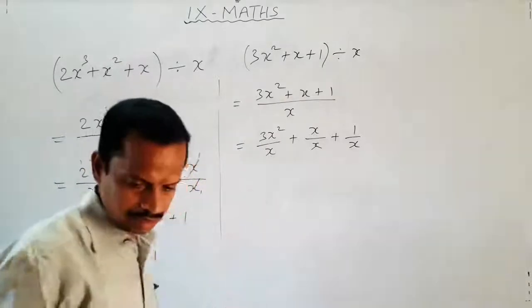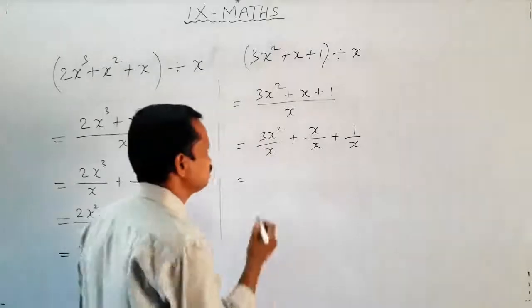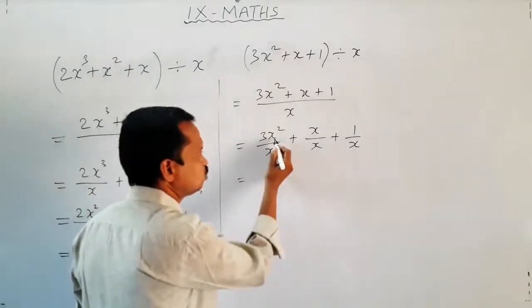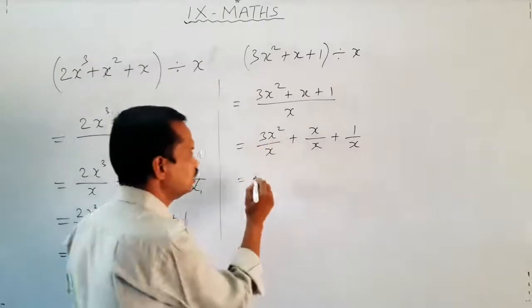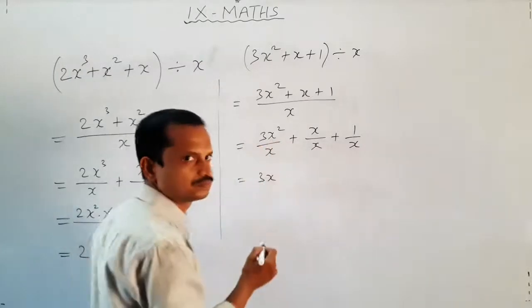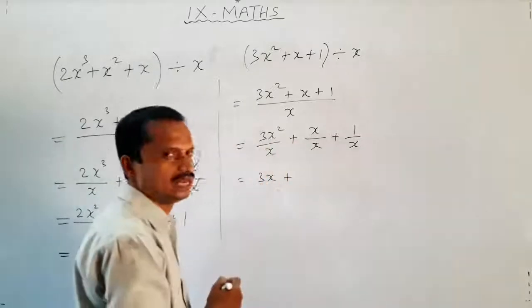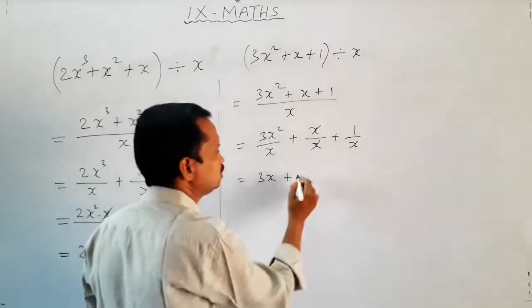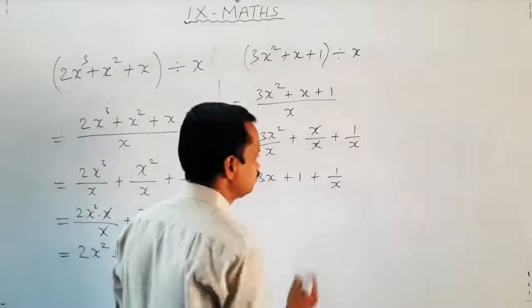So to avoid that, if you proceed with this, what happens? Here x square and denominator x. If you cancel 1x, what happens? 3x you will get. Both in numerator and denominator, if we cancel x, you get 3x. And here it is cancelled, so 1. And here 1 by x is there.